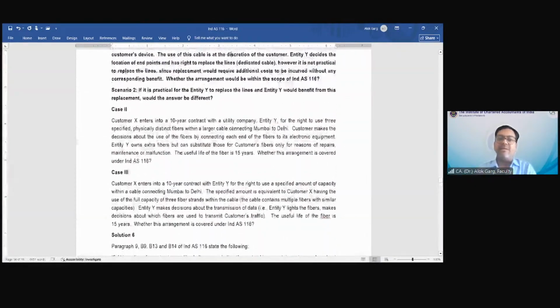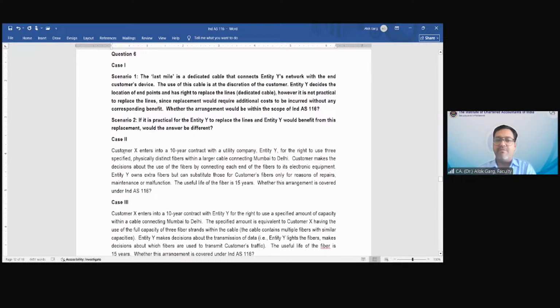Okay. Now let's discuss the case 2. Scenario 1, 2 of case 1, we have discussed. Case number 2: Customer X enters into a 10-year contract with a utility company, entity Y, for the right to use 3 specified physically distinct fibers within a larger cable connecting Mumbai to Delhi. Customer X means lessee.